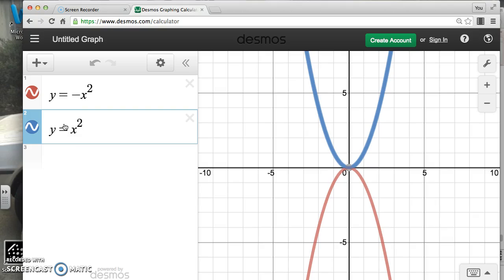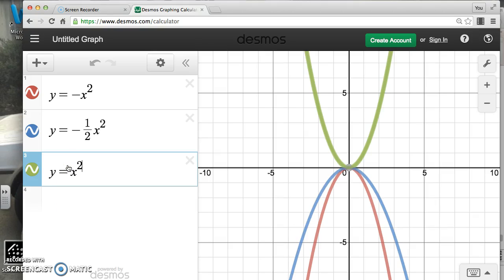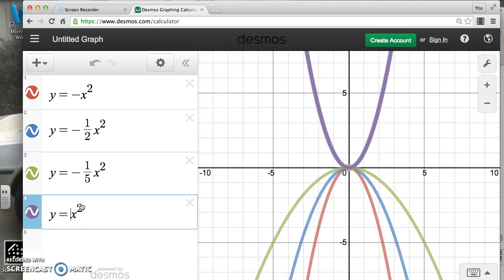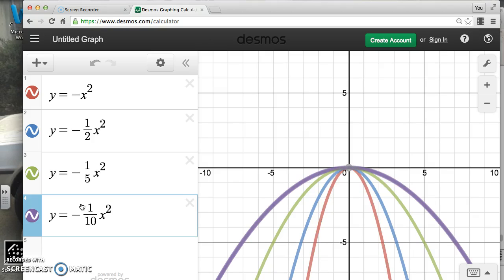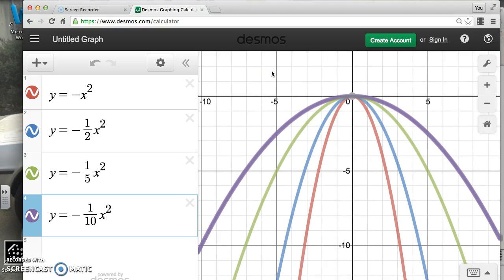If we put a negative and make it a negative fraction like 1/2, that's going to be wider, but now it's downwards. If you put a negative smaller than 1/2, say negative 1/5, that's smaller, so it ends up wider. Fractions make it increase or decrease more slowly, so that's the effect of making it wider. So put a negative, it turns upside down, and then let's put a really small fraction like 1/10, even wider still. You can drag this over so you can see what's going on there. So that's the effect of the number in front.